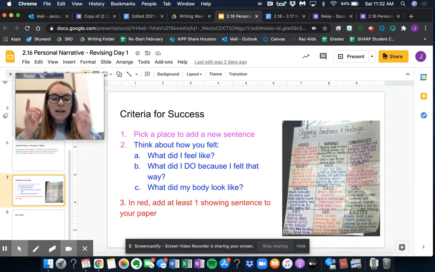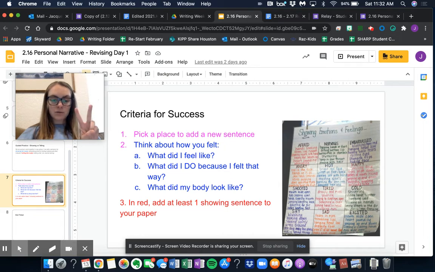Step two is where I need you to think about how you felt during your celebration. How you felt. So, what did you feel like? What did you do because I felt that way? Or what did my body look like? So, again, I need you to think about how you felt. What did I feel like? What did I do because I felt that way? Or what did my body look like?